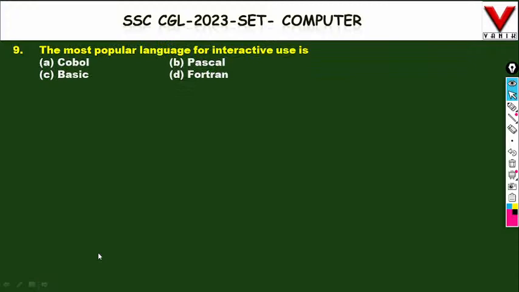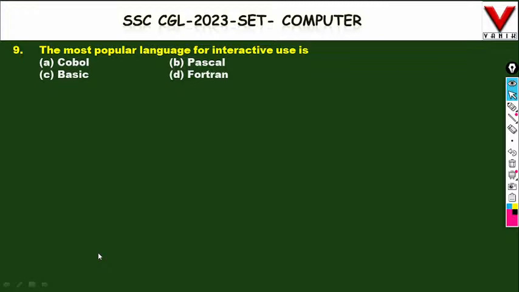The most popular language for interactive use is dash. First one is COBOL. COBOL means Common Business Oriented Language. It was developed by Grace Hopper in 1959. Pascal is also a language, used by Nicholas Wirth in 1969.